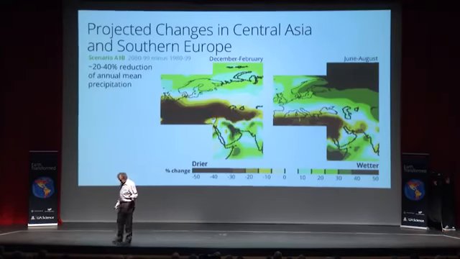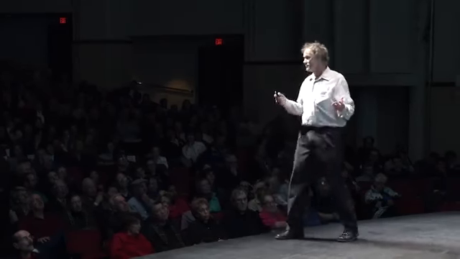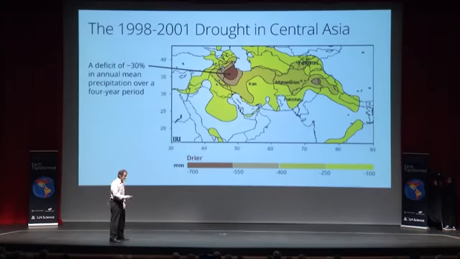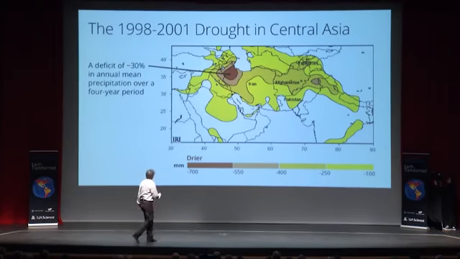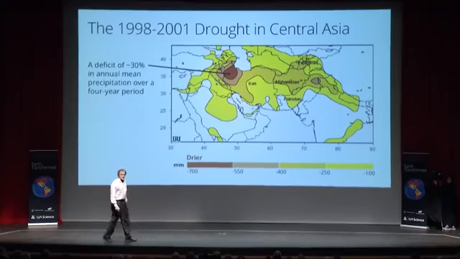For reference, the Dust Bowl was about 7%. So this is huge compared to any human experience. And it happens every once in a while for short periods of time, like it did at the end of last century. There was a 3-year period where there was a 30% reduction in rainfall in the stans. Iran, Afghanistan, Pakistan, Tajikistan. All this arc here, about 20 to 30% reduction.